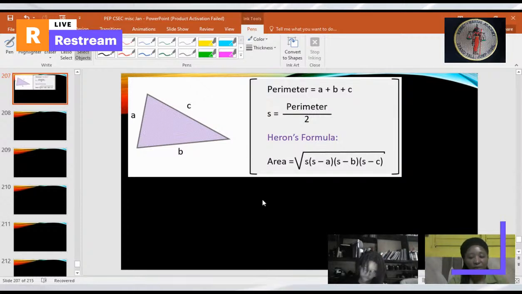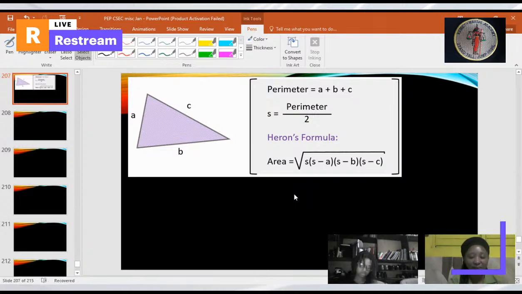So the first thing you do is to find the perimeter. Yes, miss. Add all three sides. Then you divide by 2 to get the semi-perimeter, half of the perimeter. Notice in the bracket you're subtracting A from it, you're subtracting B from it, you're subtracting C from it. So you subtract each of the sides from the semi-perimeter. So you're going to end up with 3 answers there.